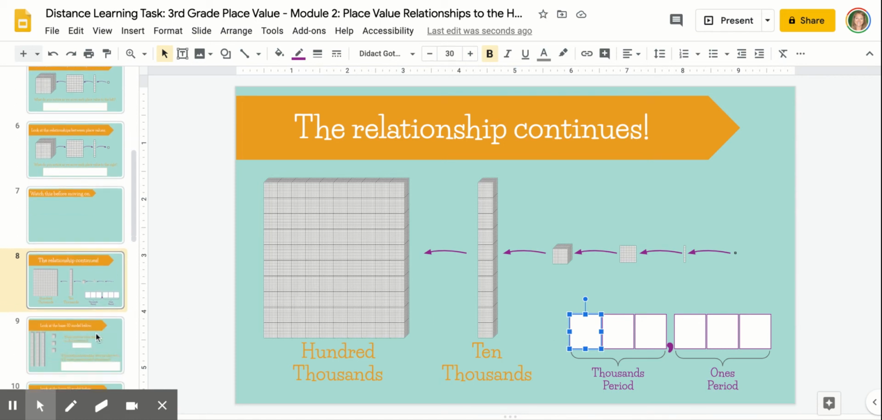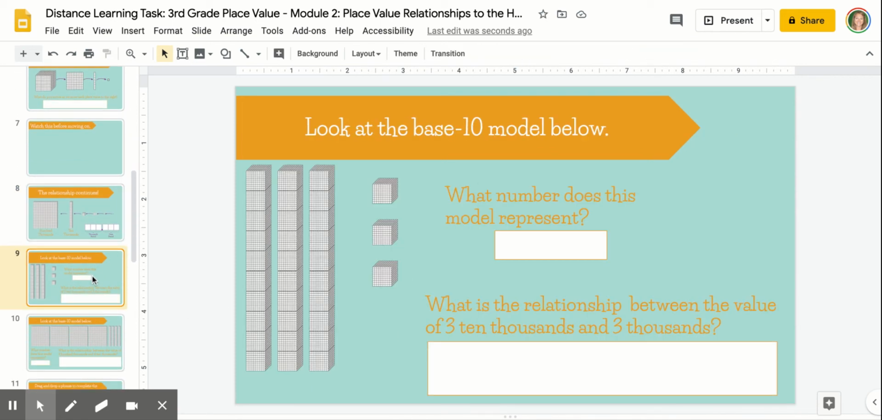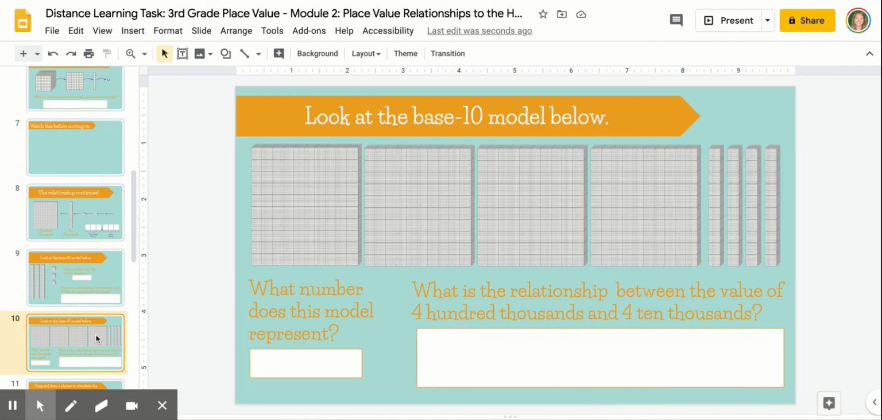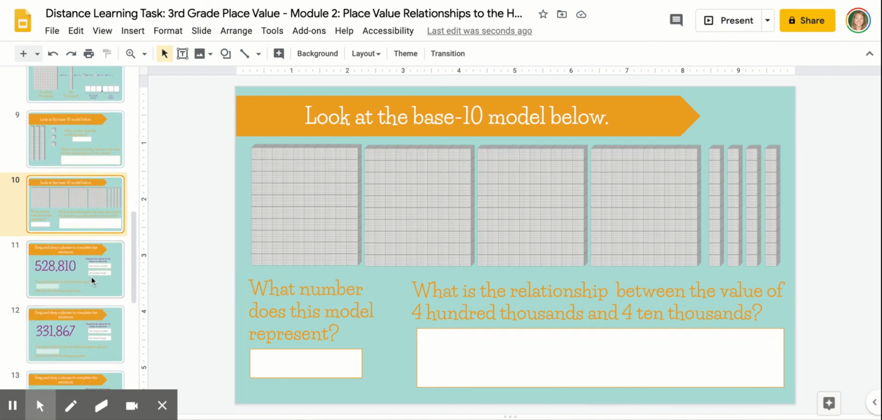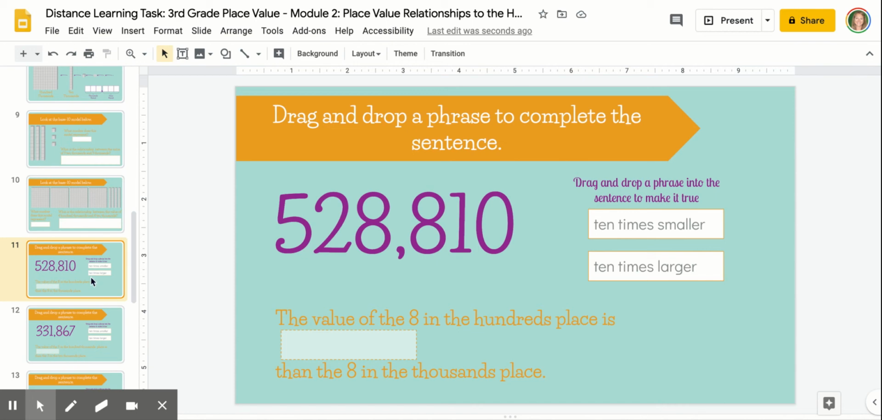So using that information, you're going to move on to a few more tasks. Here you're going to look at the base 10 model, record the number that it represents, and discuss the relationship between the value of 3 10,000s blocks and 3 thousands blocks. You'll do the same for this next picture. Then you're going to take some time to analyze some numbers that go all the way up to the 100,000s place. You're going to click and drag which phrase correctly completes the statement below.